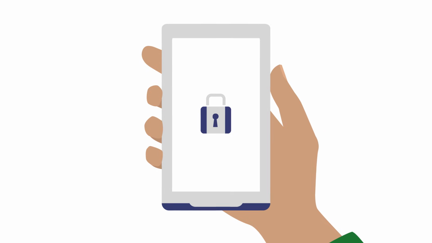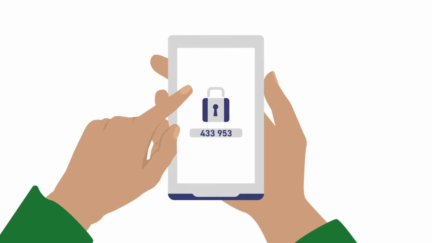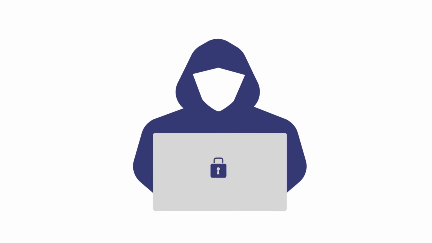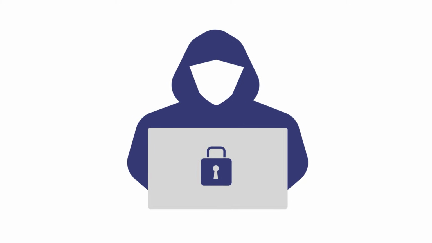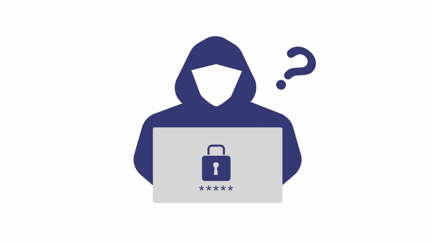An authenticator is a simple and secure way to verify your identity when logging in or making changes in Member Online. It generates a random one-time code to confirm who you are and is more secure than receiving a code by SMS or email. It's one of the multi-factor authentication options we offer to prevent unauthorized access to your account, even if someone guesses or steals your password.